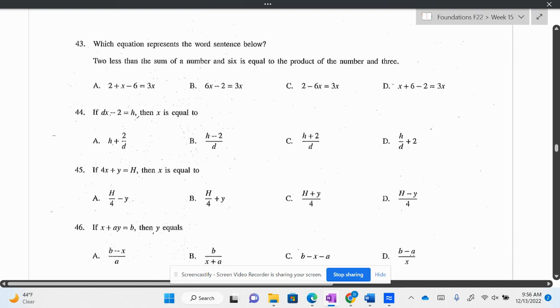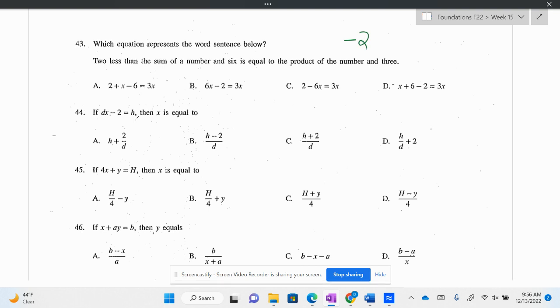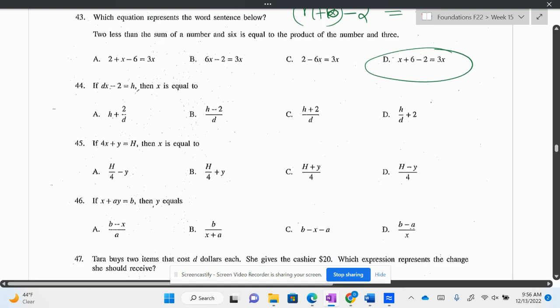2 less than the sum of, so I'm going to subtract 2 from the sum of a number and 6. So n plus 6. 2 less than the sum of a number and 6 is equal to the product of, so I'm going to multiply the product of this number and 3. So n plus 6 minus 2 equals 3x, D.